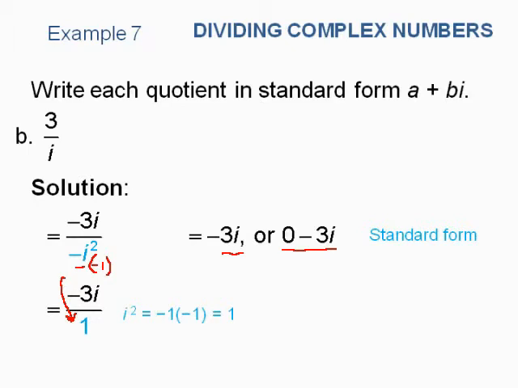So whenever you divide complex numbers, multiply by the conjugate of the denominator, both numerator and denominator. I'll get it out right there.